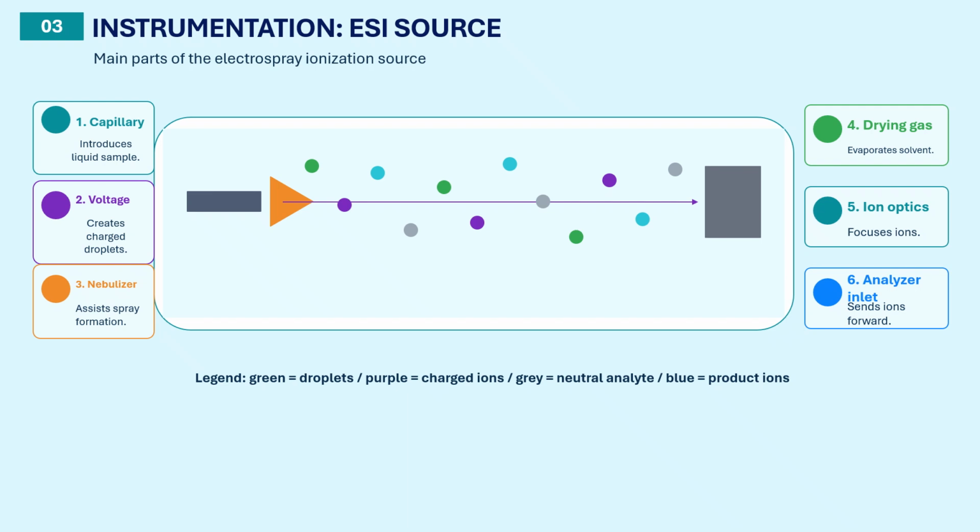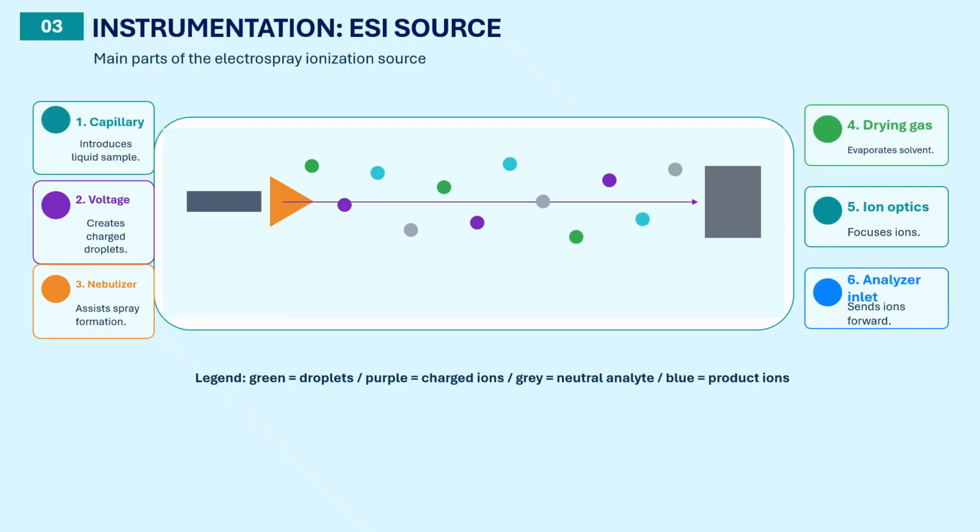Now, let's understand the sequence shown in the diagram. The liquid sample enters from the capillary. High voltage creates a charged spray. The nebulizer helps form fine droplets. Drying gas evaporates the solvent. Ion optics focus the ions. And finally, the ions enter the analyzer inlet for mass analysis.